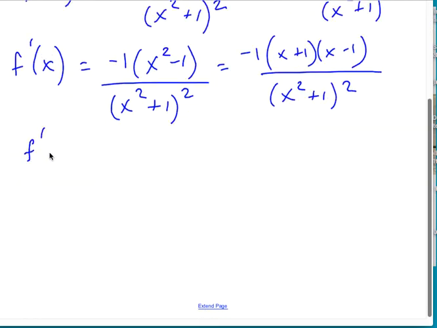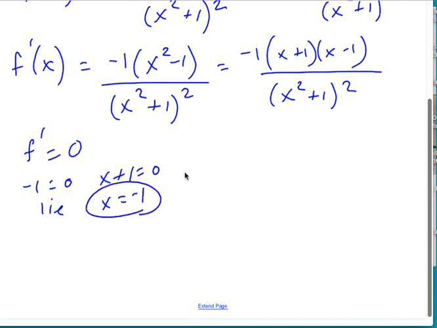So if we want to know when f prime is 0, that's going to be when the top is 0. So it's not when -1 is 0, that's a lie, but it could be when x plus 1 is 0, so -1 is my value, or when x minus 1 is 0, which would be x equals 1. So those are my two answers there.